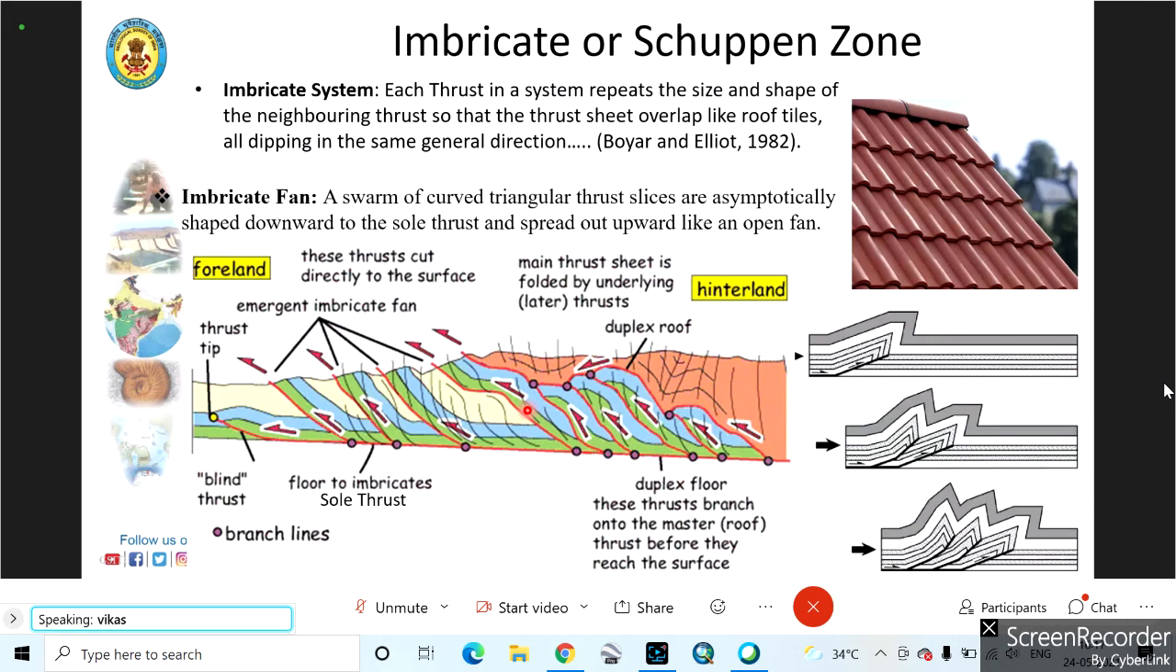So if you're mapping such a type of sedimentary terrain, it will be very difficult to understand. I mean, it really becomes a complex thing. Next, please.